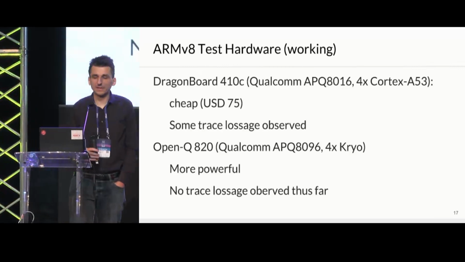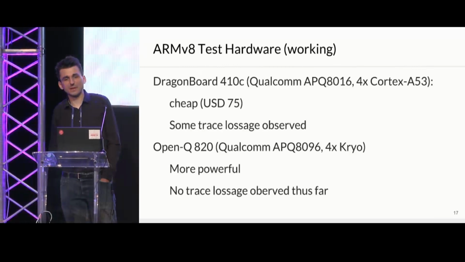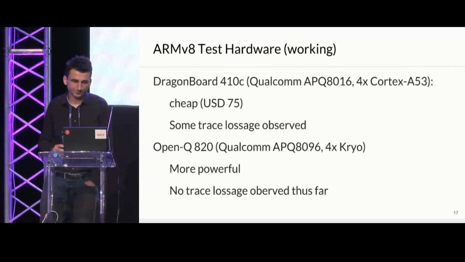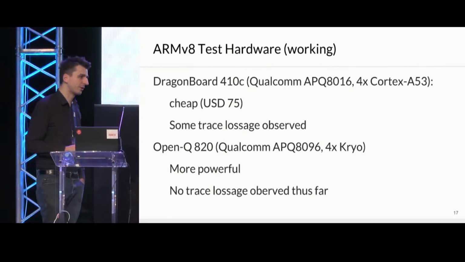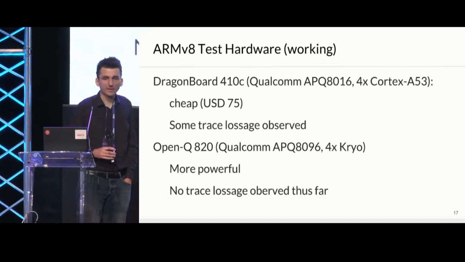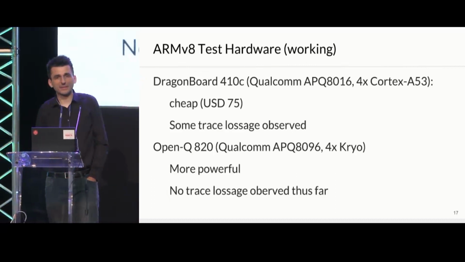Slightly more powerful is the OpenQ820 development board, also a Qualcomm CPU. This has four Kryo cores. These are proprietary Qualcomm cores. And on this, I don't have trace lossage.